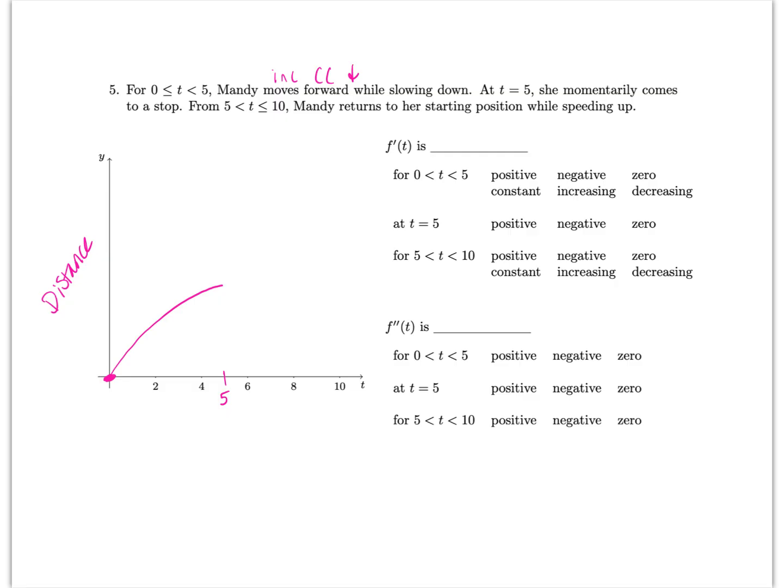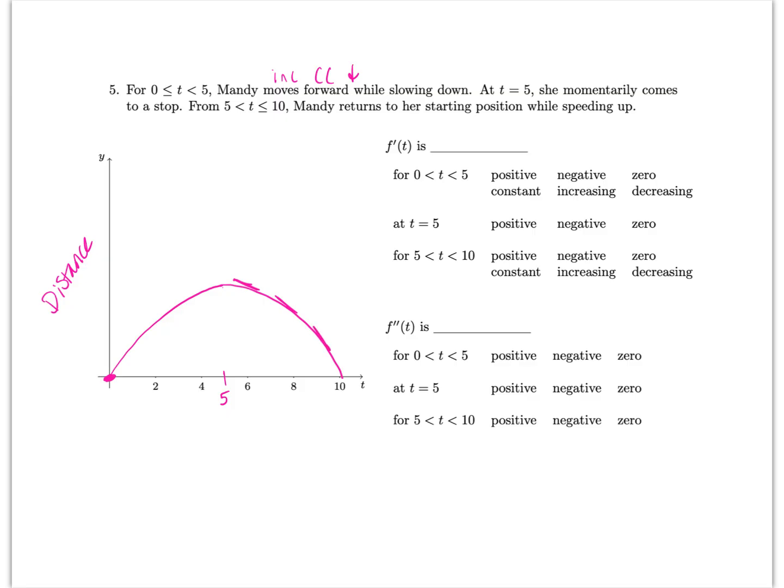And then from 5 to 10, Mandy returns to her starting position while speeding up. So if she's returning to her starting position, her distance from her starting position is coming back to 0. So this is going to come back down to 0. And the question is, is it going to be concave down or concave up? So she is speeding up, which means the slopes should be getting steeper and steeper, which means I want to draw this concave down like that.